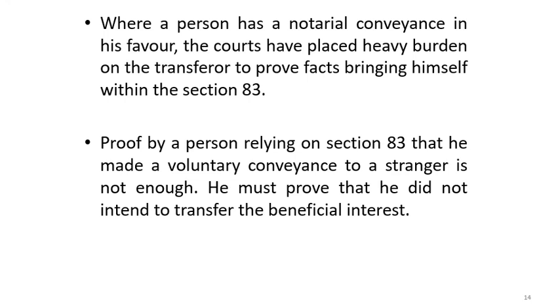Where a person has a notarial conveyance in his favor, the courts have placed a heavy burden on the transferor to prove the facts, bringing himself within the provisions of section 83 of the Trusts Ordinance. Because there is a notarial conveyance, an outright, absolute transfer, prima facie there is a bald, blank transfer, property transferred to B. From the example that we have discussed earlier, A transfers his property to B, B is the legal owner at all. But the court placed a heavy burden on the transferor to prove bringing himself within section 83.